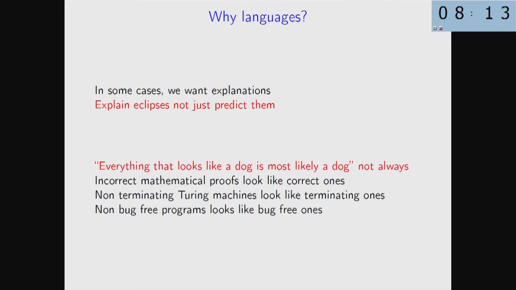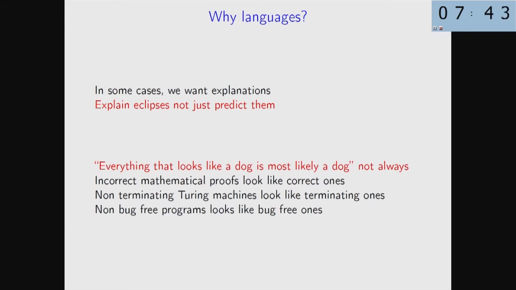It's not the case that what looks like a correct mathematical proof is a correct mathematical proof, because incorrect mathematical proofs very much look like correct ones. It's very difficult to spot a mistake in a mathematical proof. And very often, when you just have a look at it, it looks like it's correct, then it happens to be incorrect. It is the same for Turing machines. A non-terminating machine sometimes looks very much like a terminating one.